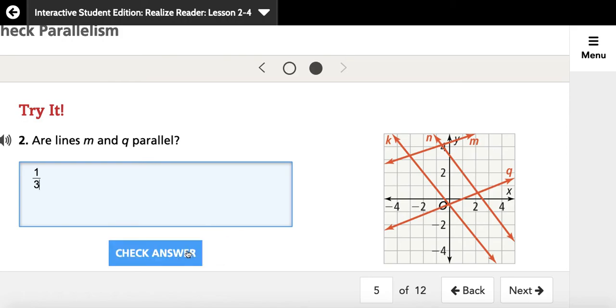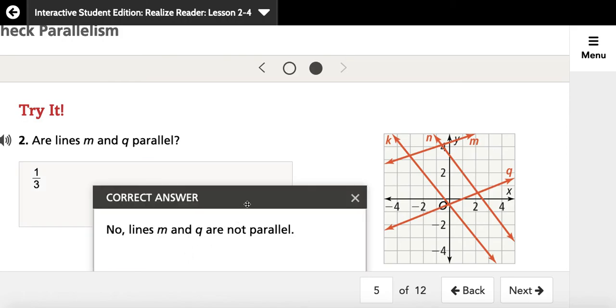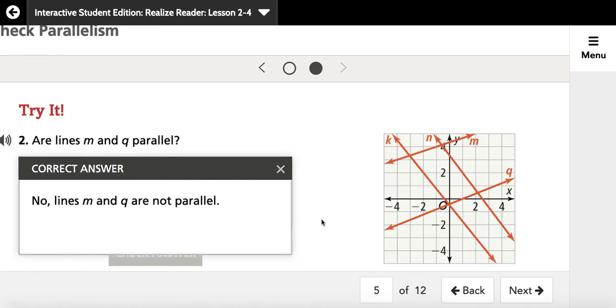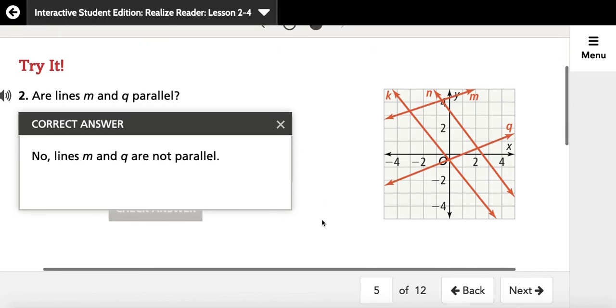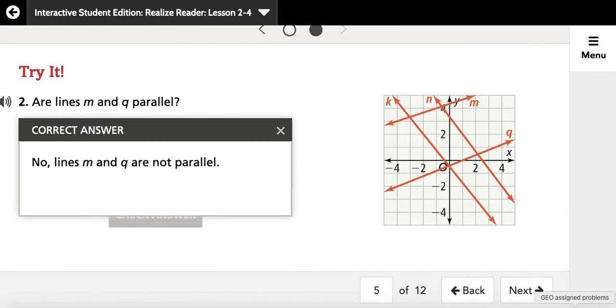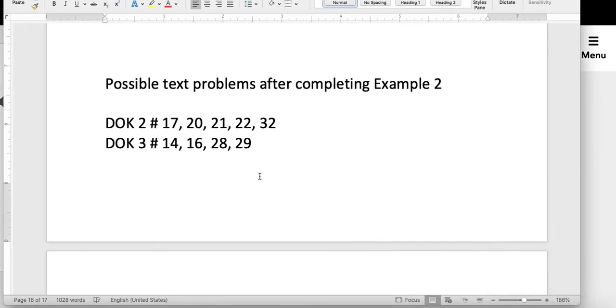I'm saying no, they're not the same, so they're not parallel. The book says no, they're not parallel. It didn't tell you what the slopes are, but I think we did the math right. All right, you're ready, believe it or not, to do the following problems. Quite a few of them.